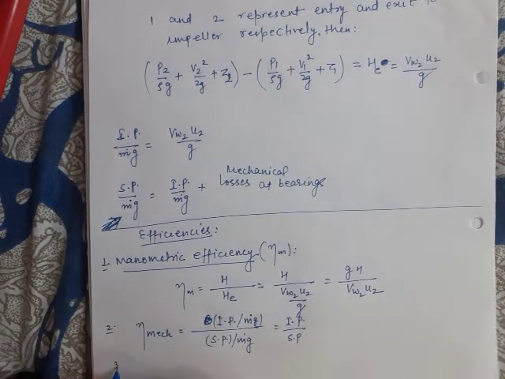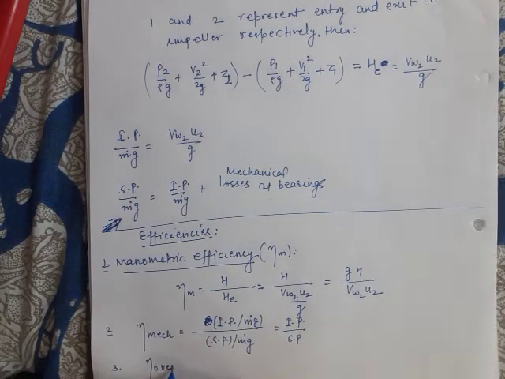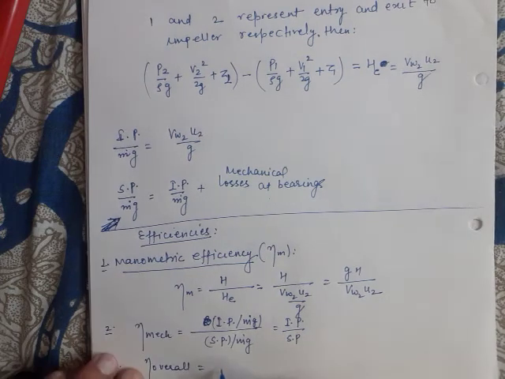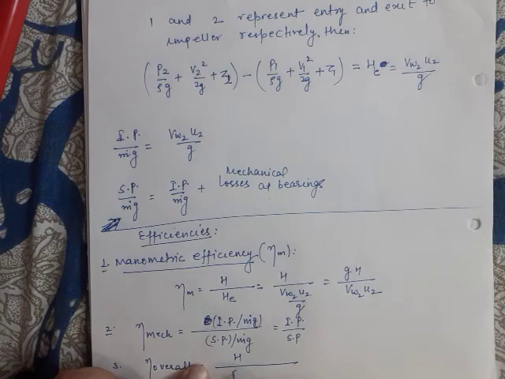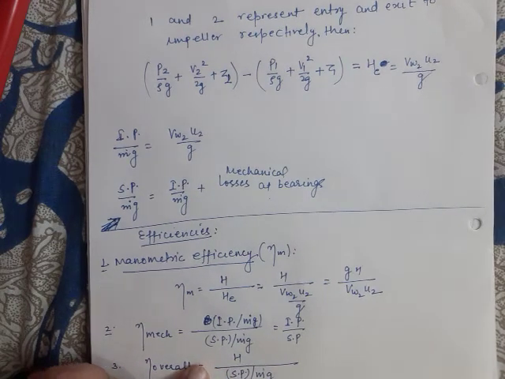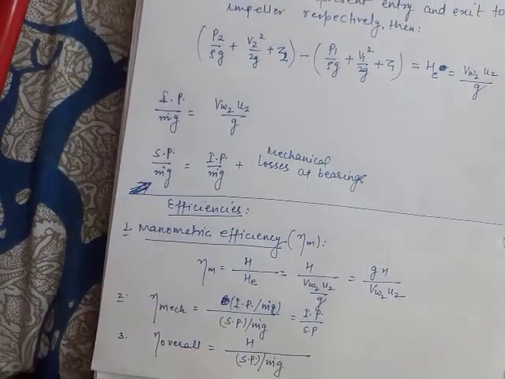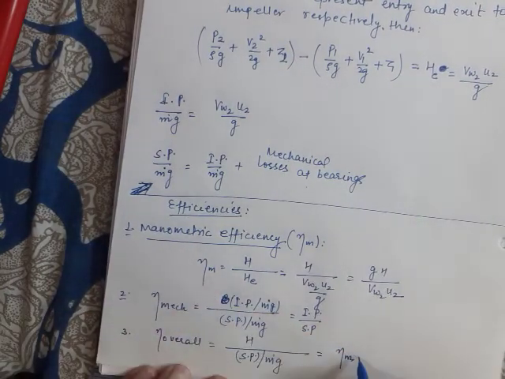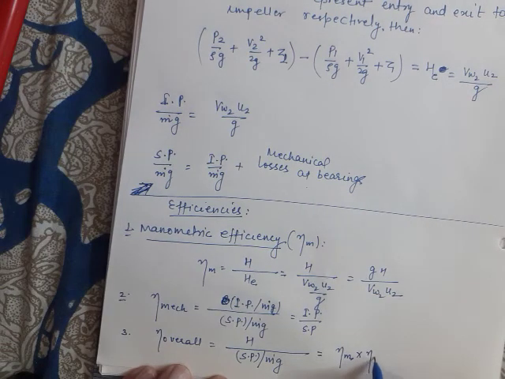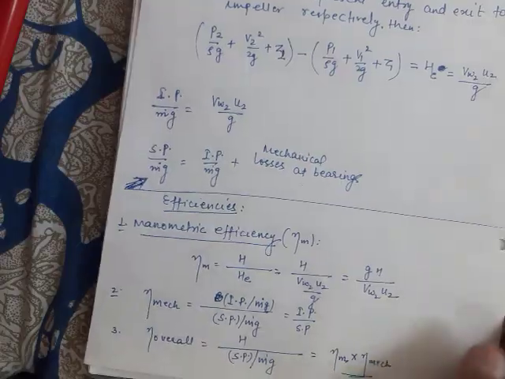And finally, third is eta overall, which is given by manometric head to the shaft power per unit weight of water striking per second, which is also the multiplication of eta manometric and eta mechanical. So these are the various efficiencies. Very easy.